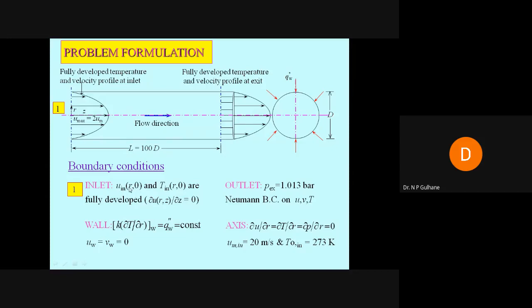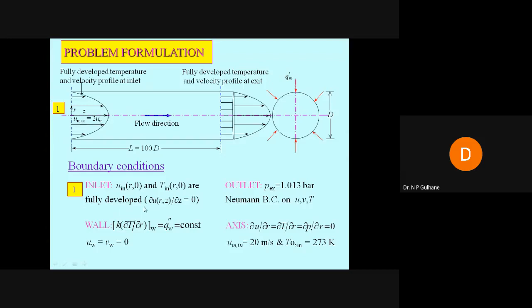at z equal to 0. These are the two coordinates: the r coordinate and the z coordinate, where z is 0 and r is varying. So u in r, 0 and the temperature profile also vary in the r direction at z equal to 0. In the z direction, the temperature remains unchanged, so they are fully developed. So I have defined boundary condition number 1: the inlet condition, which I write as u_in and T_in, are fully developed.